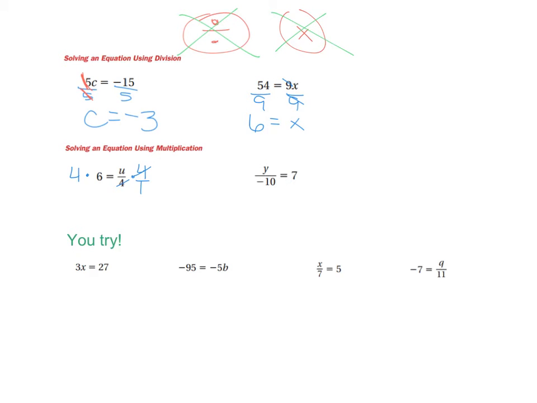Those become 1. They cancel. So 1u is just u, and 6 times 4 is 24. I could check this. 24 divided by 4 is 6.